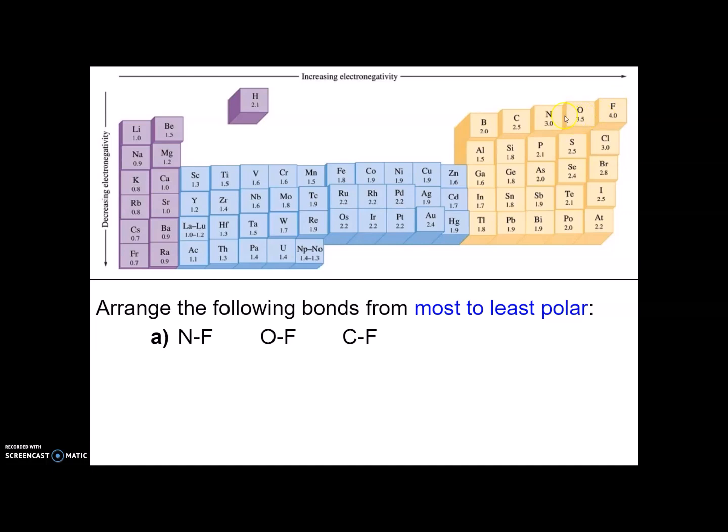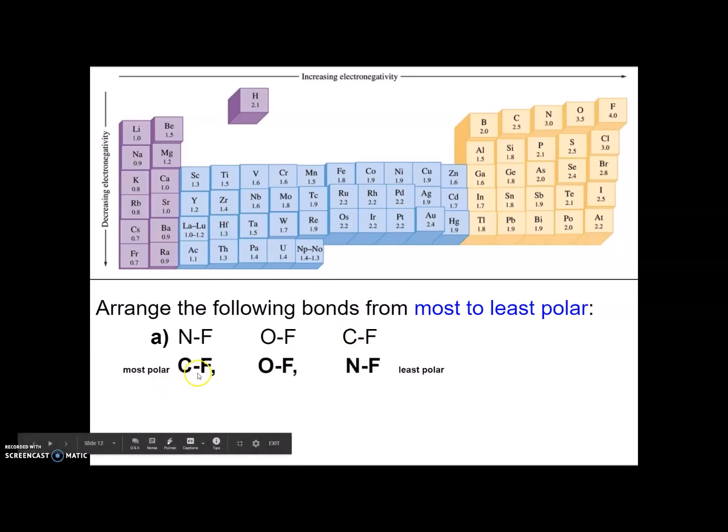So oxygen's here, nitrogen's here, carbon's here. They all have different electronegativity values, but they're all bonded to fluorine. So you can think about this. What's the difference between 4 and 3.5? That would be the smallest difference of the three bonds that we're looking at. The largest difference would be the difference between 4.0 and 2.5. So the most polar bond would be the one with the biggest difference in electronegativity.